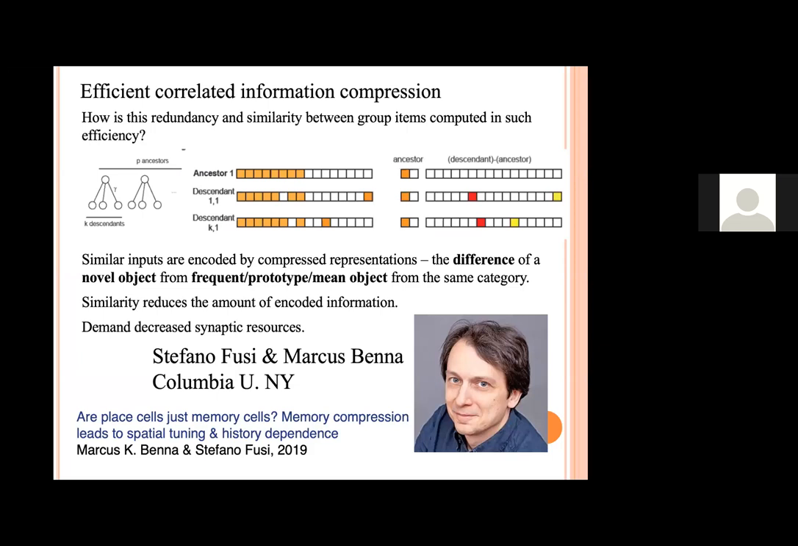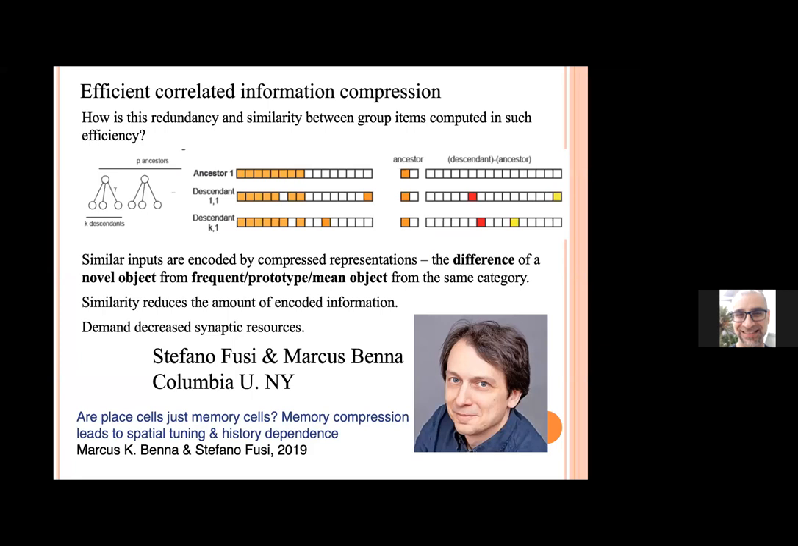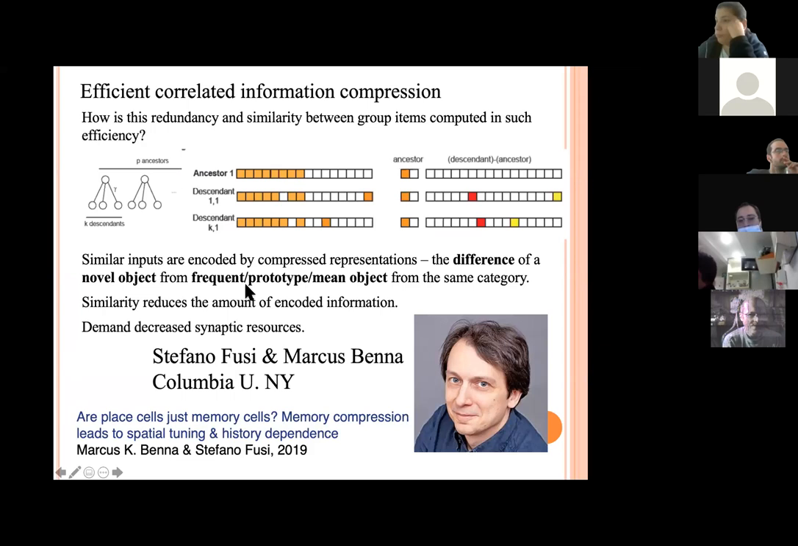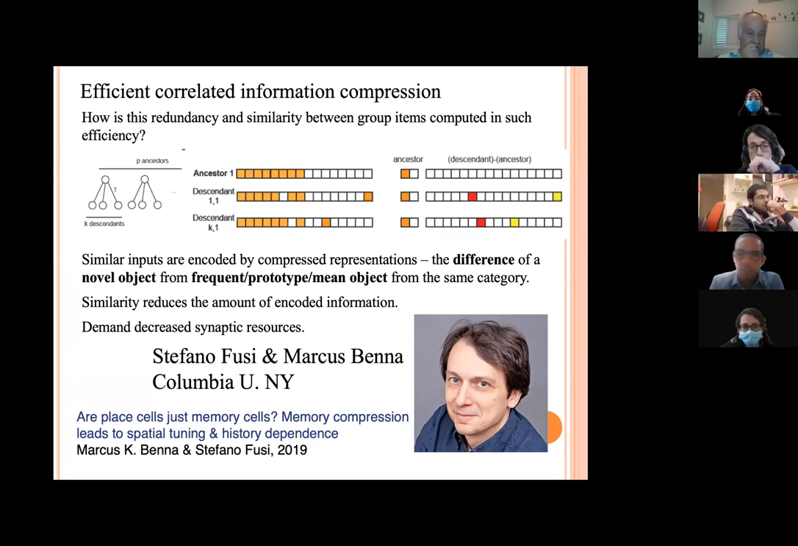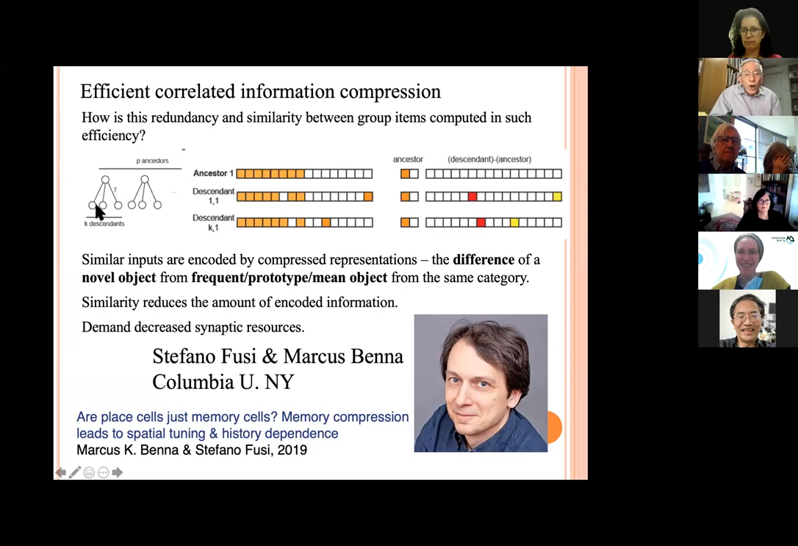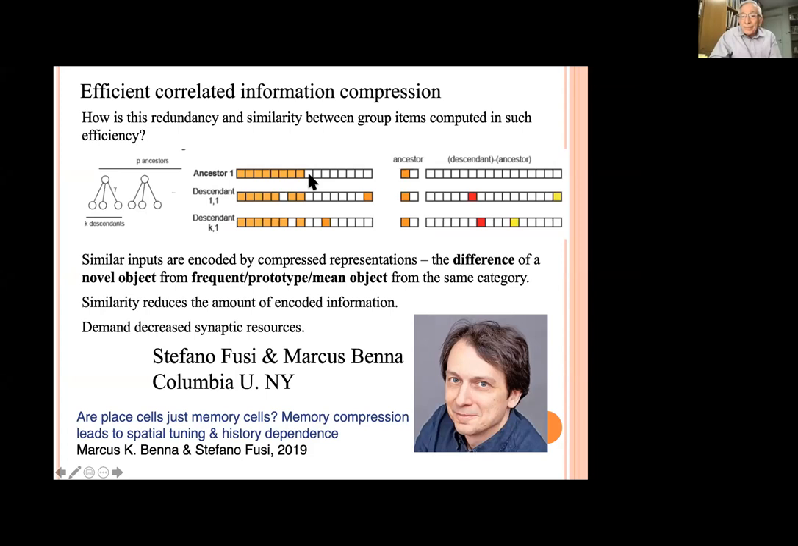Together with Marcus Benner, they propose that information is compressed in the brain. The way information is represented in the brain is through a compression mechanism, whereby first we represent the ancestor, what he calls the ancestor of the information, and then the descendant. So if we have many ancestors, call them many categories or many essential shapes or whatever it is, and each one has descendants which are related to it, the way we represent that in the brain is the ancestor is represented by its detail. But the descendants are represented only by which ancestor they belong to and what is the difference between that descendant and the ancestor.